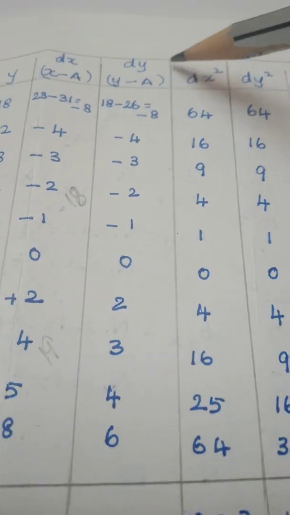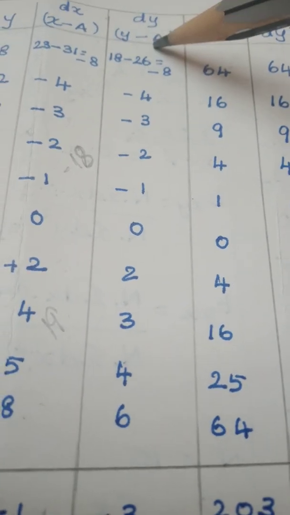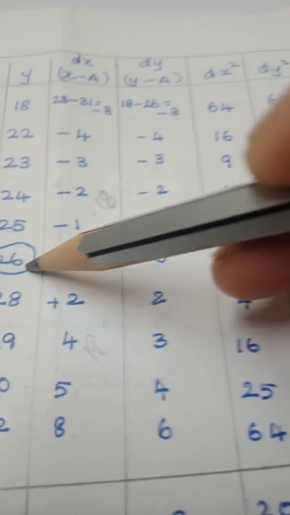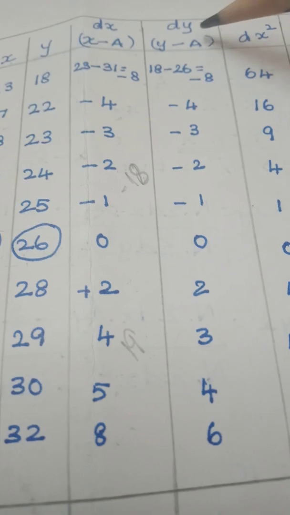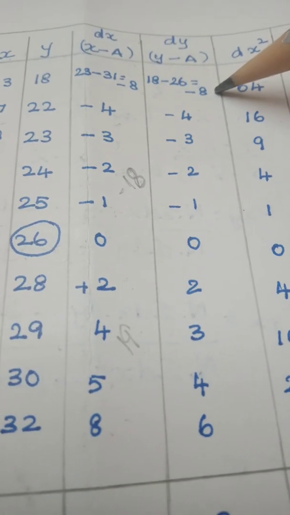Now let us find the value of dy. dy is nothing but how far the y values are deviating from the assumed mean. What is the assumed mean with respect to the y values? It is taken to be 26. Now let us find dy, that is y minus a. 18 minus 26, it is minus 8.